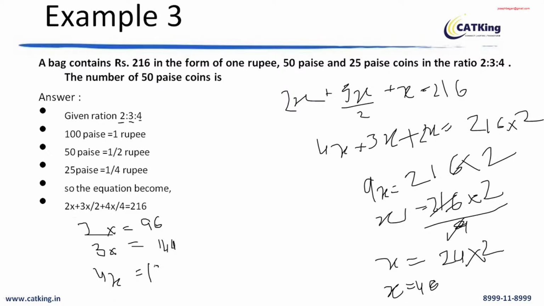So 4x is 192. Now these are rupees. So 96 rupees in terms of 1 rupee coins. Correct? 144 rupees in terms of 50 paise coins and 192 rupees in terms of 25 paise coins. So 96 rupees in terms of 1 rupee coins is going to give you 96 coins. What do you have to find out? You have to find out the number of 50 paise coins. So 144 rupees in terms of 50 paise coins is basically, correct, how many coins?